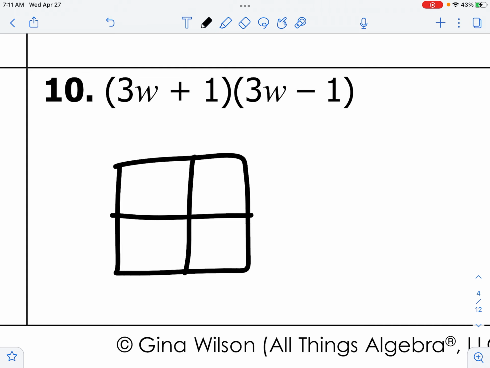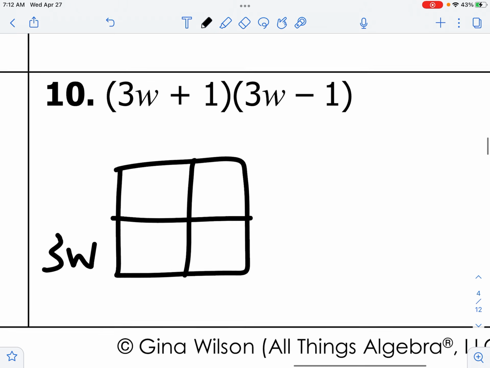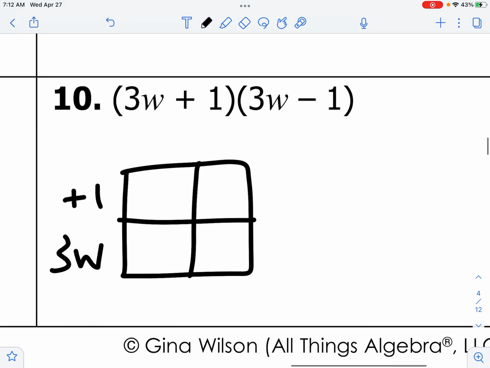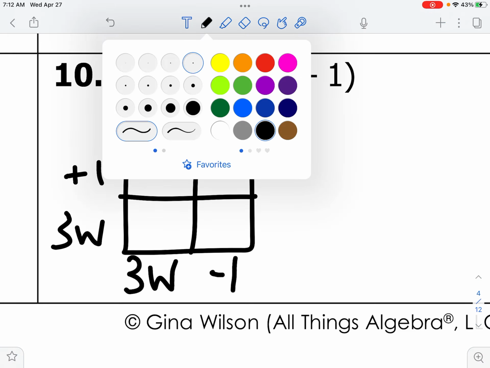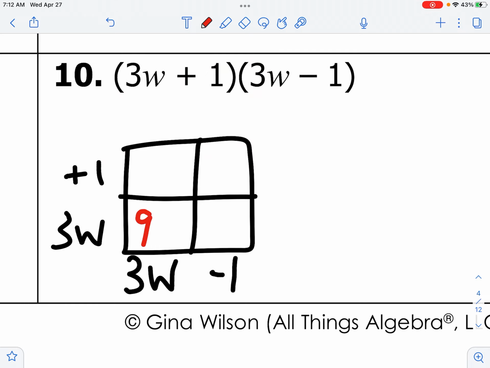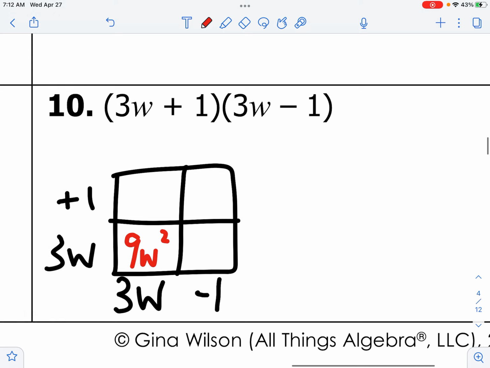Even if you're not going to choose this as your favorite method, I'd still like you to be writing these notes down. Then when it comes time for homework, you can choose your favorite method. Okay, so we have 3w times 3w is 9w squared. 3w times 1 is 3w. 3w times negative 1 is minus 3w, and 1 times negative 1 is negative 1.